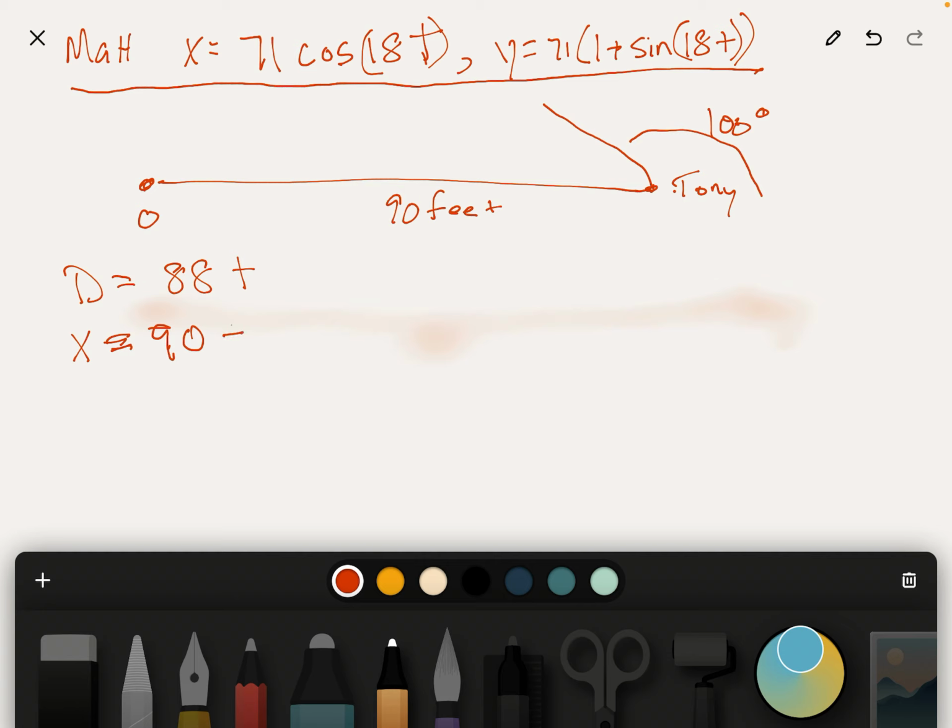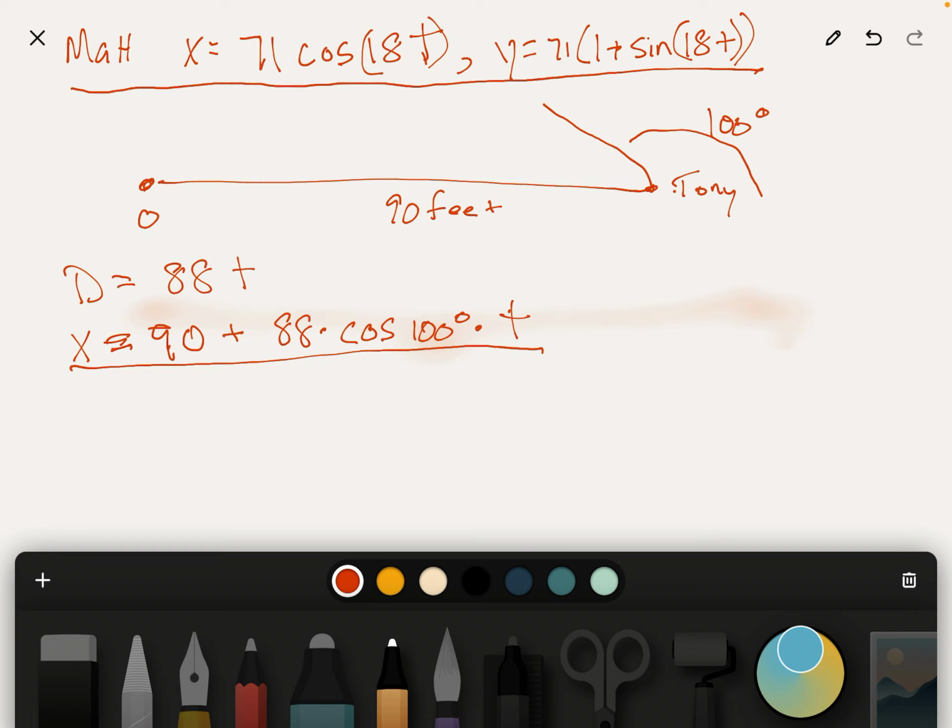So 90 plus the horizontal, well, it's 88 times cosine of 100 degrees times t. All right, so that's the parametric equation for x.